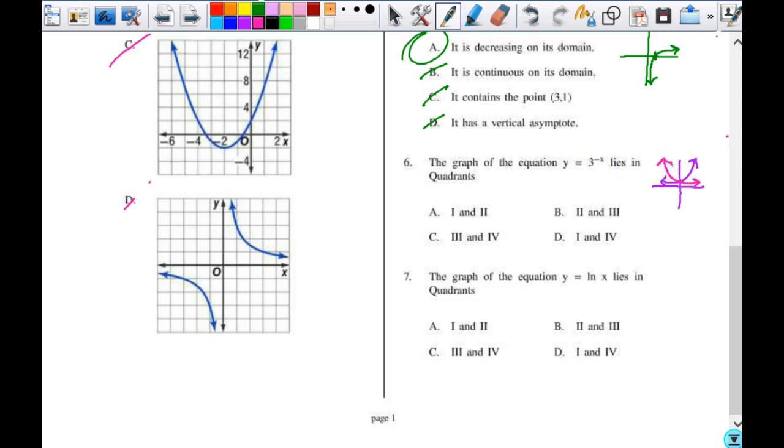So when I reflect this in the y-axis, it's going to look like this. So purple is my parent function. Pink is what that one would look like as a sketch. And so I'm looking where the graph is. The graph is in quadrants 1 and 2. It's the same as the parent function.